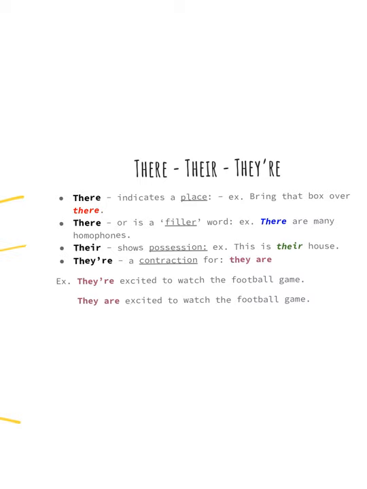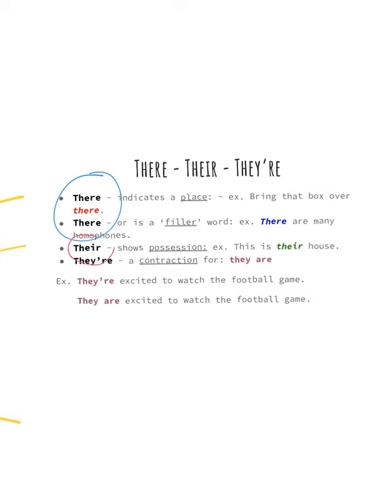An example of that would be, there are many homophones. So in this sentence, there is not a noun, it's not a verb, it's not an adjective, it's not an adverb. It doesn't really matter what it is, but this is the other way that T-H-E-R-E there is used in our writing, again, as a filler. And this is probably the most common of the three, because it's used in two different ways, and that filler way winds up being the most frequent way, I think, that this spelling of there is used. So that's our T-H-E-R-E.